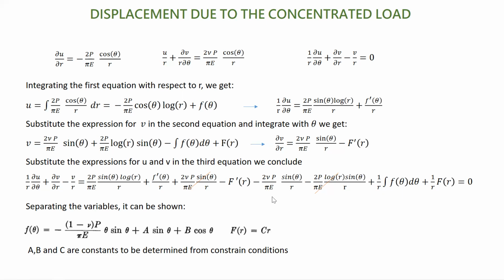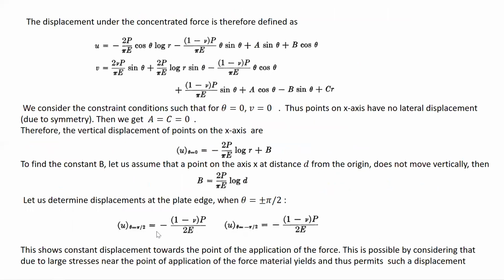So that to be possible, each term which has r should be 0, each term which has theta, some of those should be 0. From there, you can see F r is equal to C r, and F theta is given by this function of theta. It has constants C and A and B.